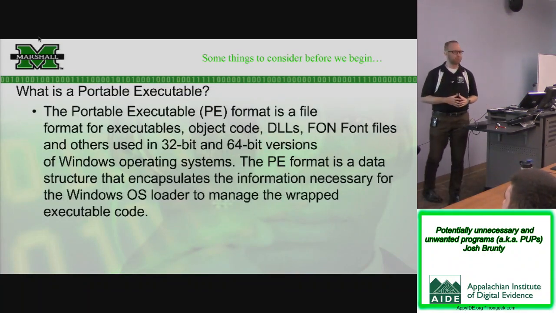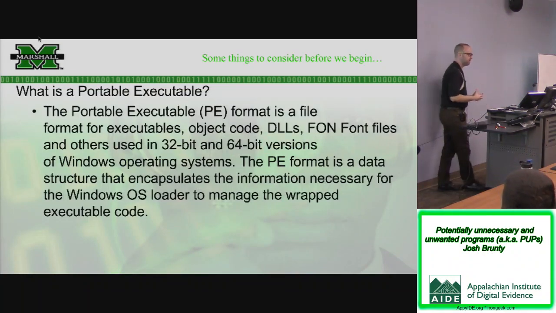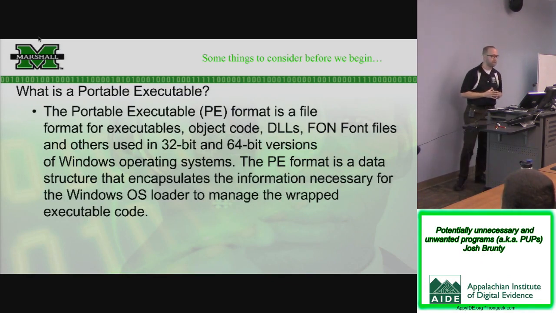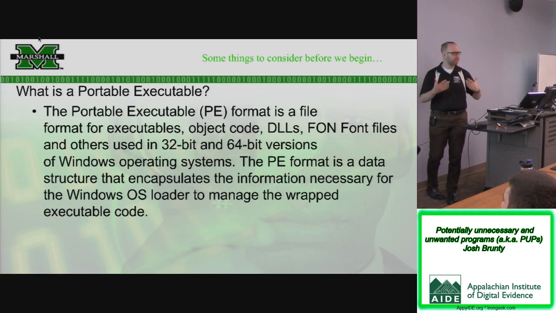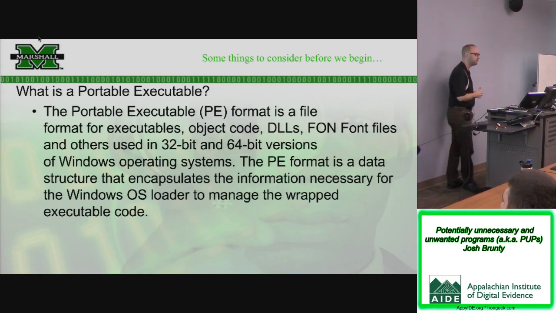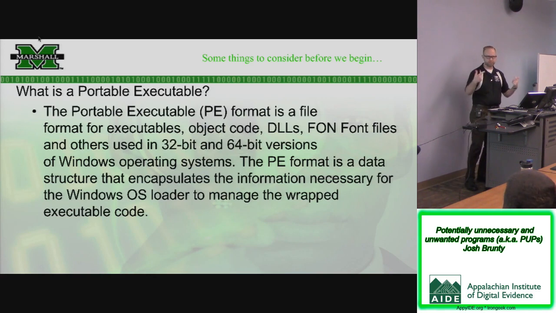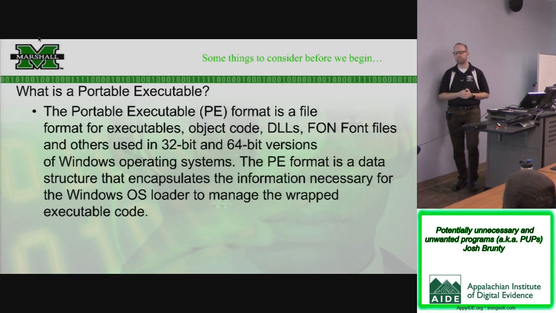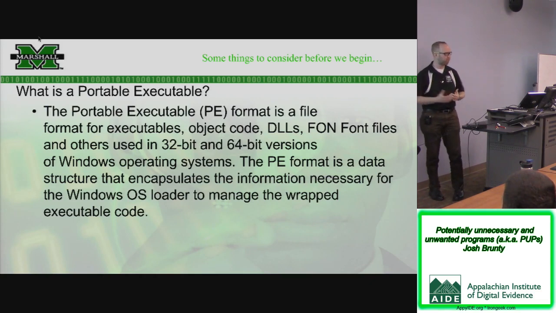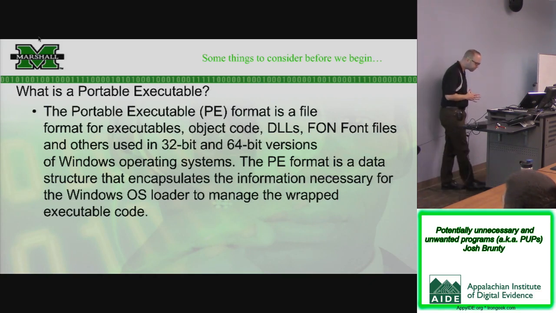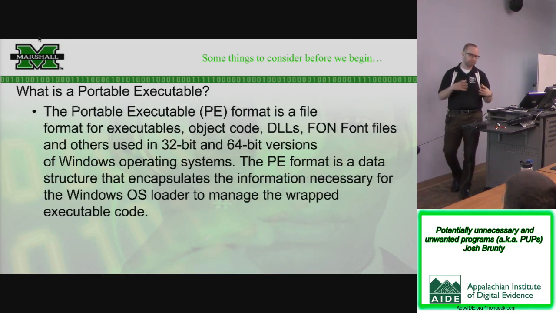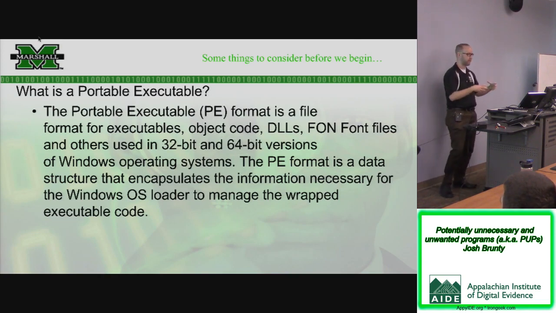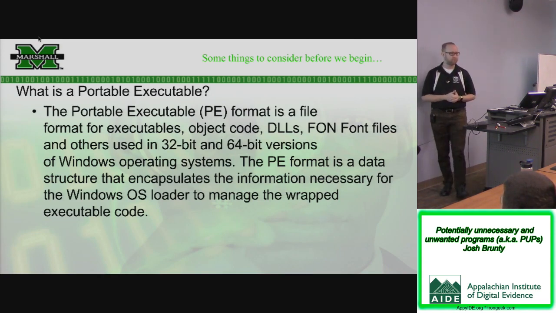So, just a background of what portable executables are, because I want to set the stage of how this particular type of attack happened. A portable executable, if I could define it best, is object code, a DLL, font files. These are things you commonly find built into operating systems. These will show up in 32 and 64-bit versions of Windows. Now you'll find this in Linux too, but this is really geared more towards Windows. And the PE format, a data structure, encapsulates all the information that's necessary for the OS to do its thing for executable code.